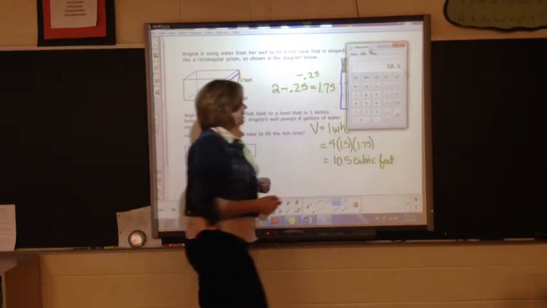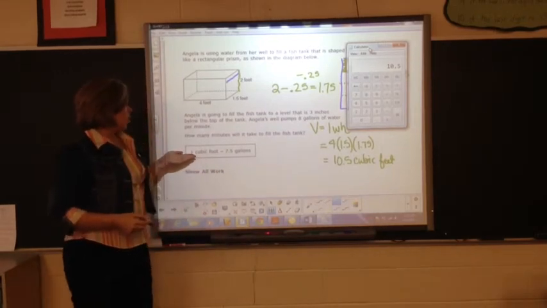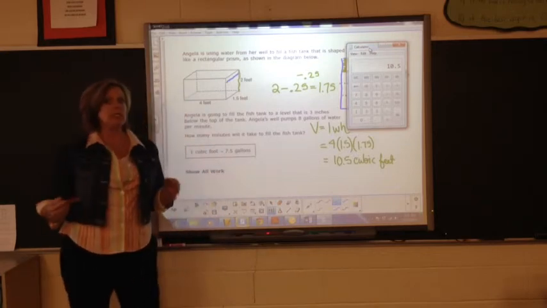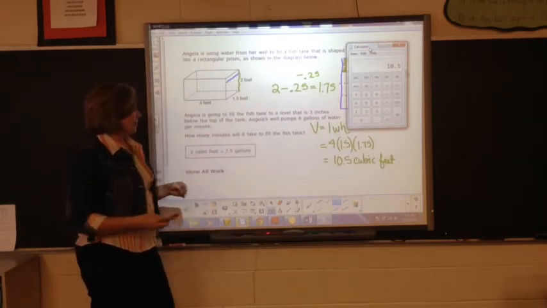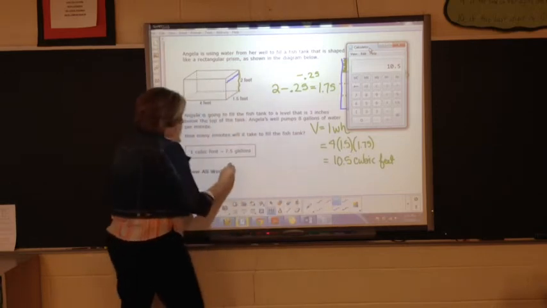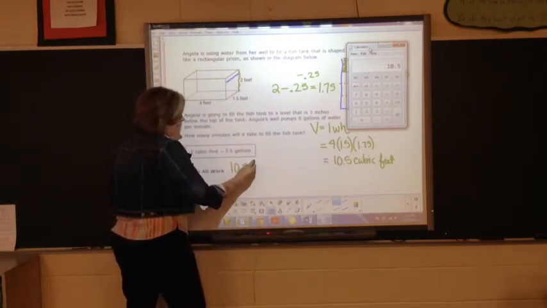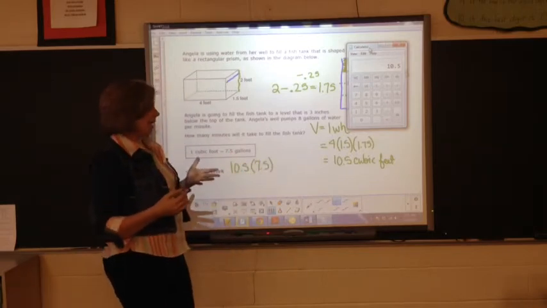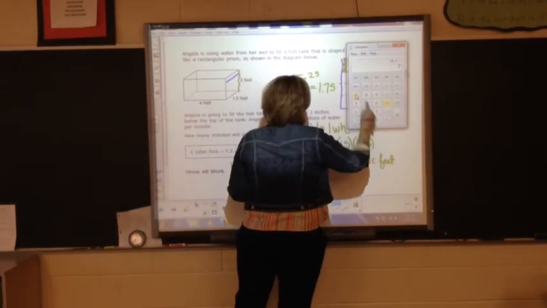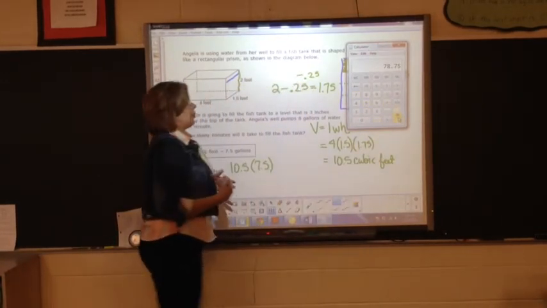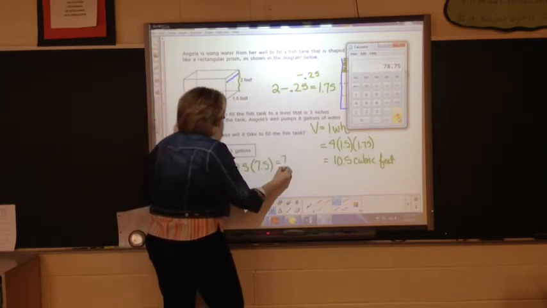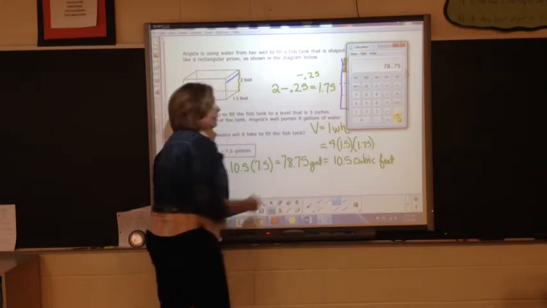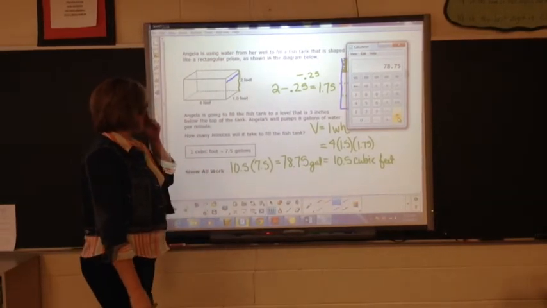All right, so the next thing I need to do is look at this conversion. 1 cubic foot is equivalent approximately to 7.5 gallons. So I need to take the total cubic feet, 10.5, and multiply that by 7.5 gallons to figure out how many gallons of water I actually need. So doing that, I see that I actually need 78.75 gallons of water.